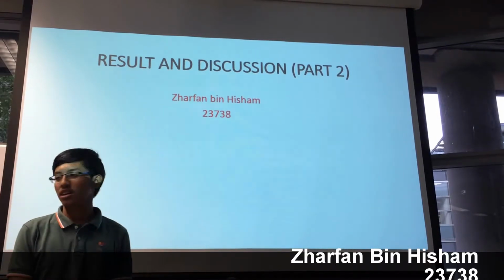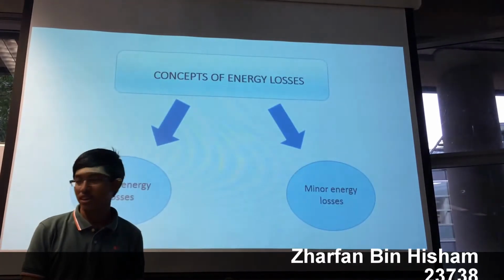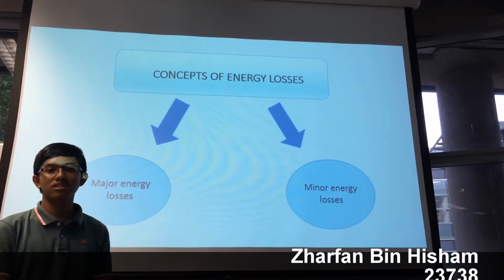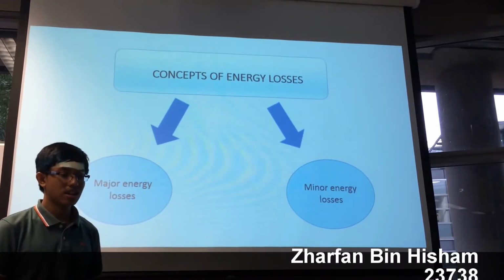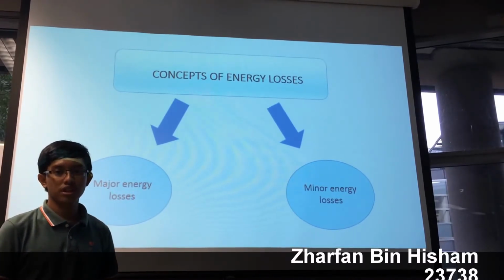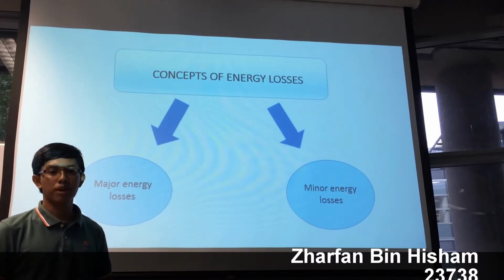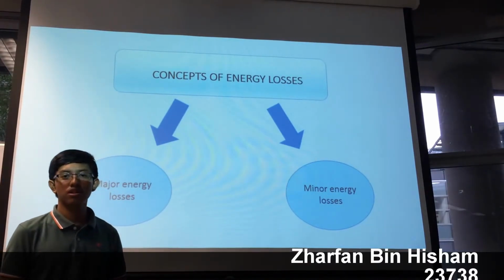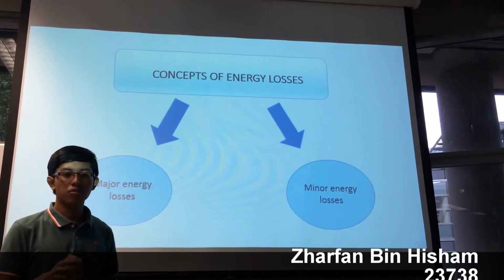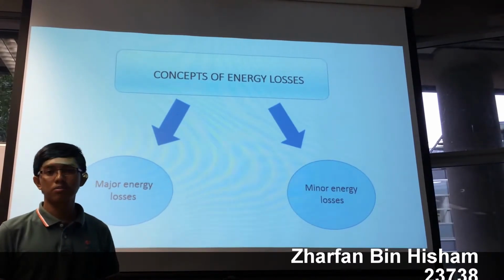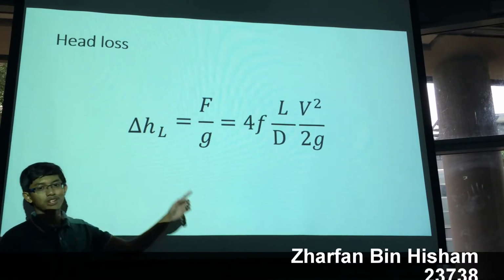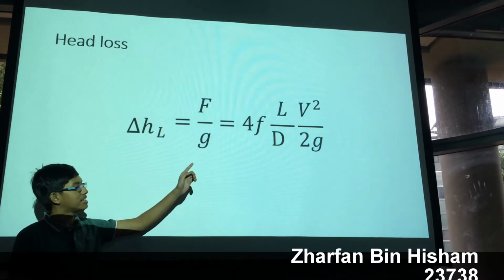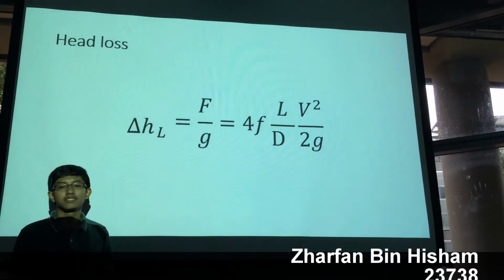Today I will continue with the result and discussion for part 2. There are basically two concepts of energy losses, which are major energy losses and minor energy losses. Major energy loss is the head loss due to the viscosity of the fluid in the pipeline, the internal diameter of the pipeline, and the velocity of the fluid. Minor energy loss is the head loss due to the fittings installed, the contraction in the pipeline, and the enlargement in the pipeline. This is the head loss formula, which involves the velocity, the length, the multiplier factor, the diameter, and gravity.